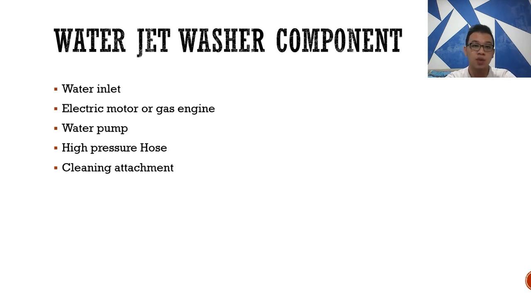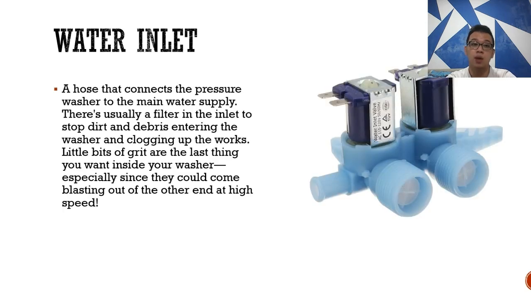So here are the water jet washer components. A water jet washer has five main components, which are the water inlet, electric motor or gas engine, water pump, high-pressure hose, and cleaning attachment. The first part is the water inlet. Here is the picture of the water inlet. The water inlet is a hose that connects the pressure washer to the main water supply.